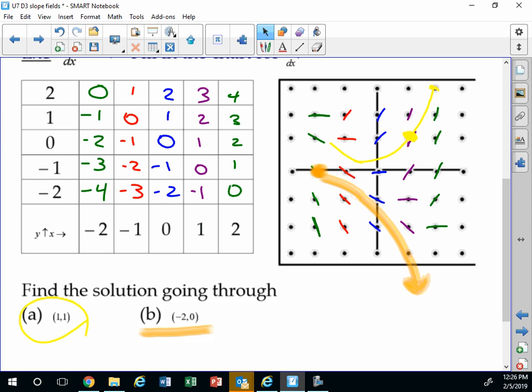Do you connect the slope lines? No, do not connect the slope lines. These are individual little slopes. This is the slope at this point. This is the derivative at this point.